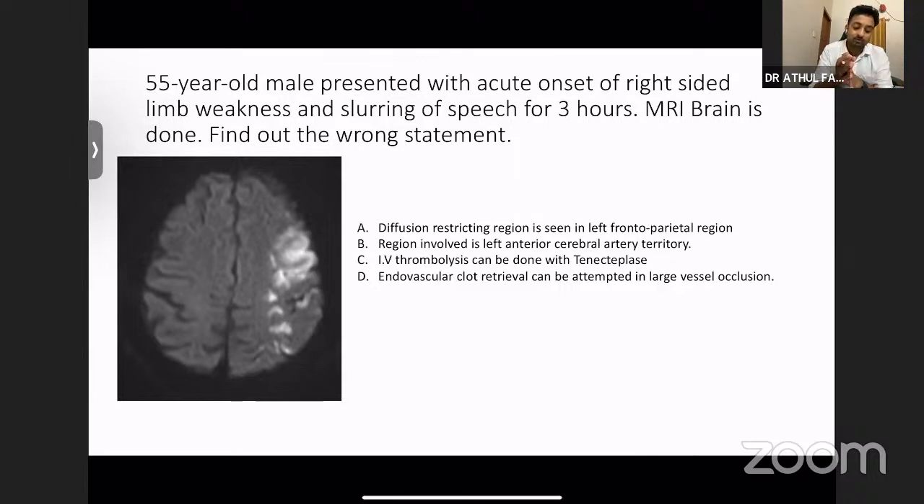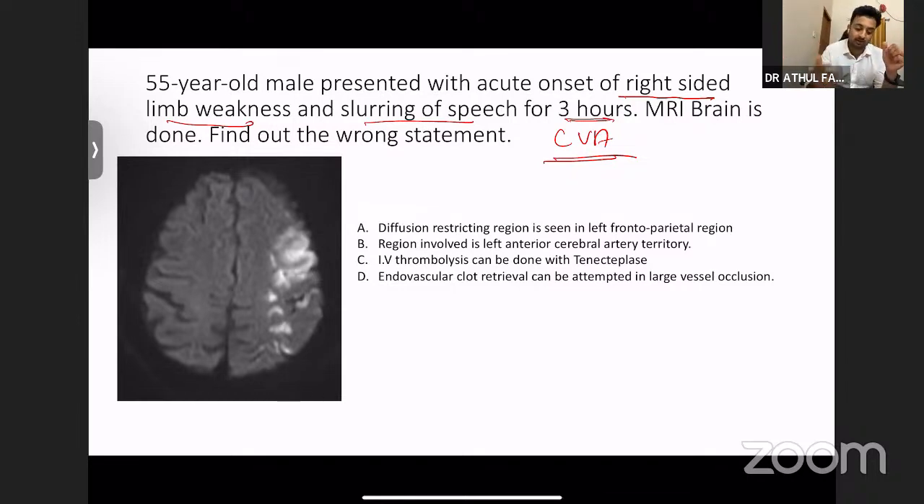This was a case of a 55-year-old male who presented with acute onset of right side limb weakness as well as slurring of speech. From the history itself, we can understand that the patient is having a CVA, a stroke or cerebrovascular accident, for the last 3 hours. So immediately you make the diagnosis in the emergency room and send the patient for CT or MRI.